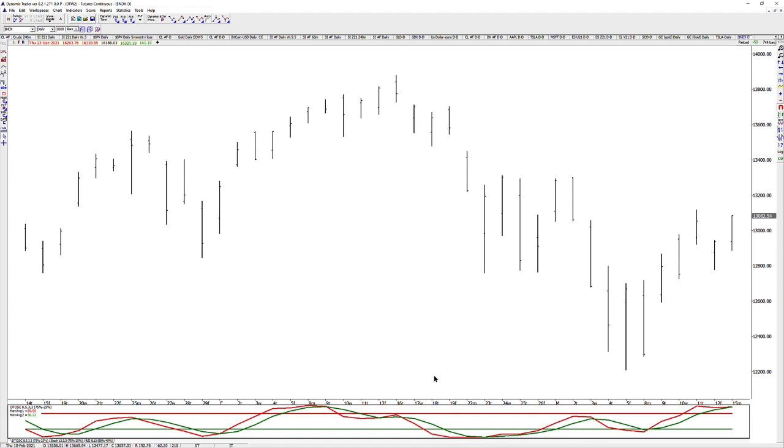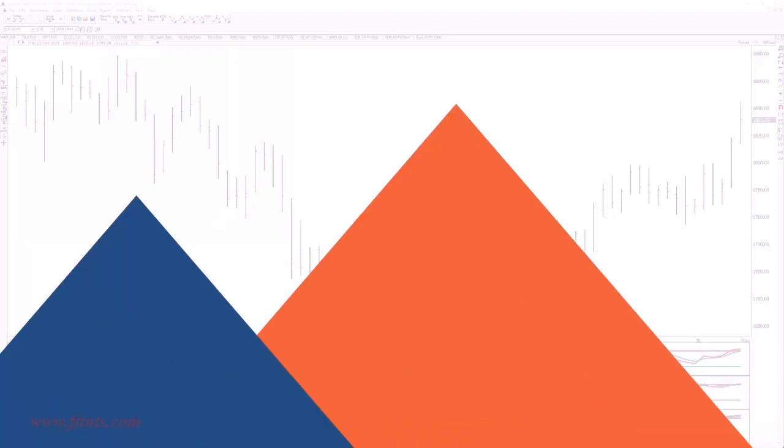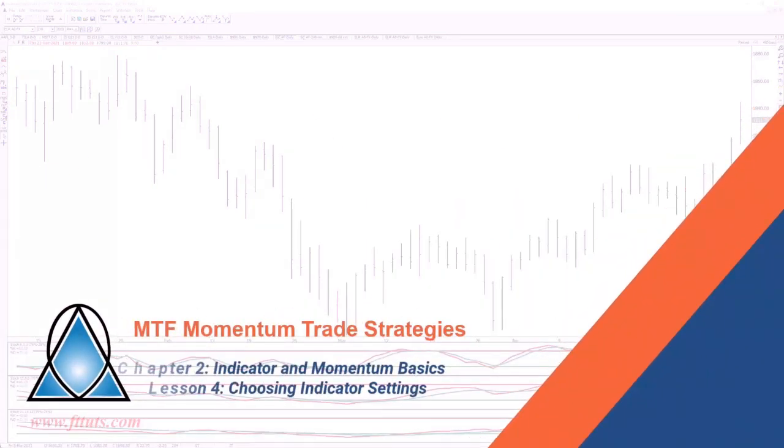So we'll be referring to those terms throughout this course. Well, let's continue on into the next chapter and talk about different indicators and how to identify the best settings for whatever indicator that we're using. In this lesson, let's take a look at a few different indicators and how we might decide what settings we'd want to use for that indicator.